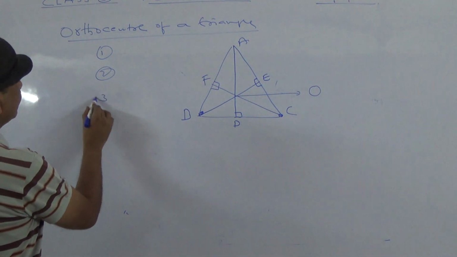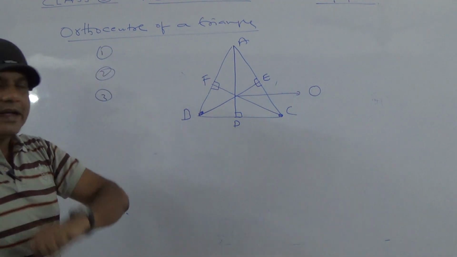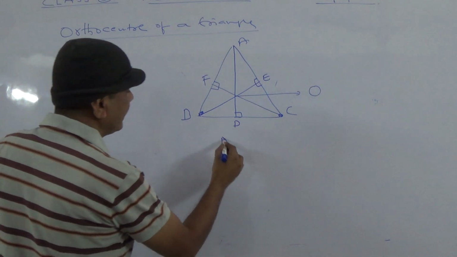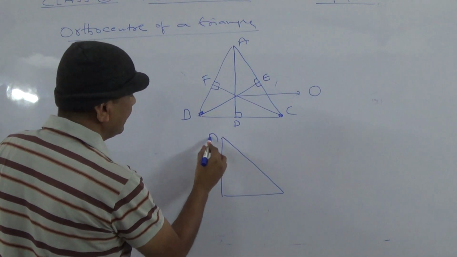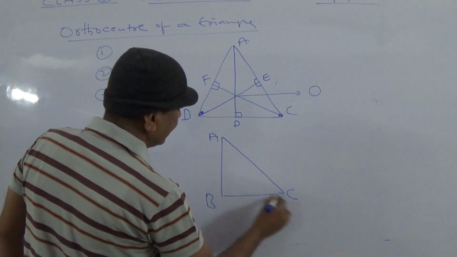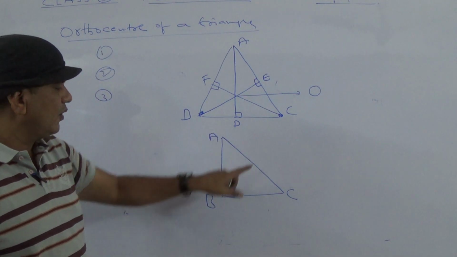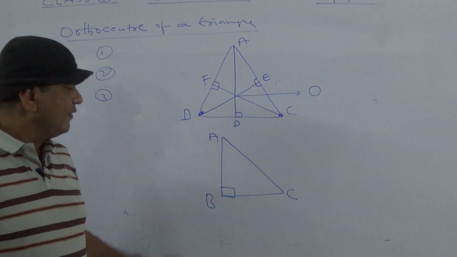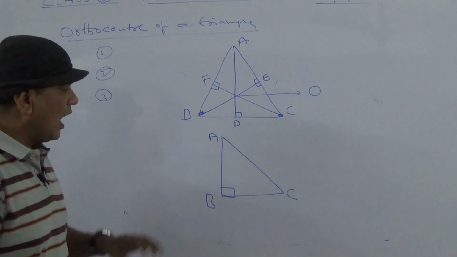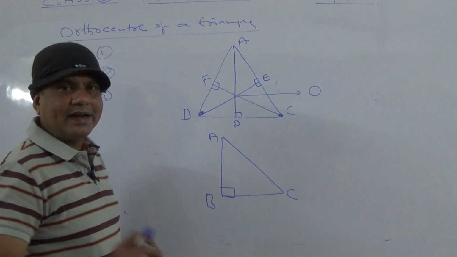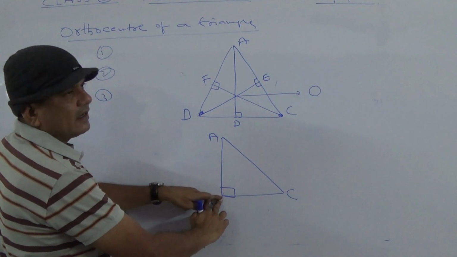Next, third one, if it is a right angle triangle. Now let ABC be a right angle triangle with the right angle at the vertex B. This is called the hypotenuse. If it is a right angle triangle, then the orthocenter of this right angle triangle is the vertex at the right angle.